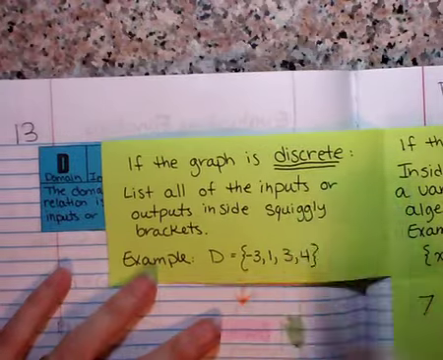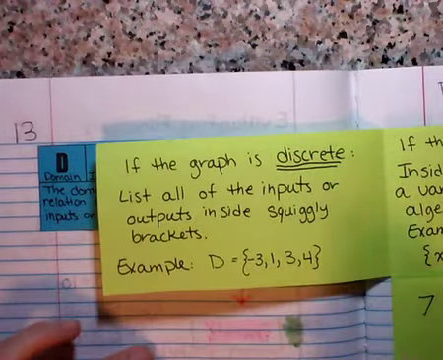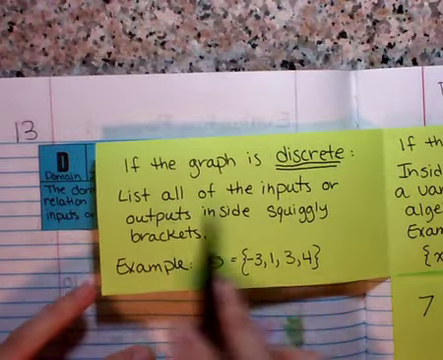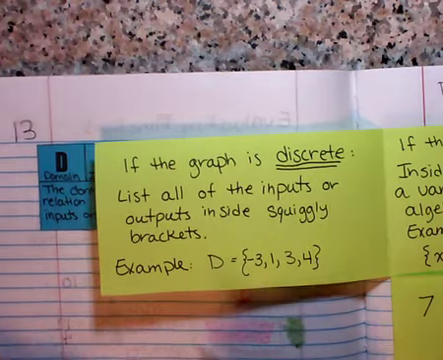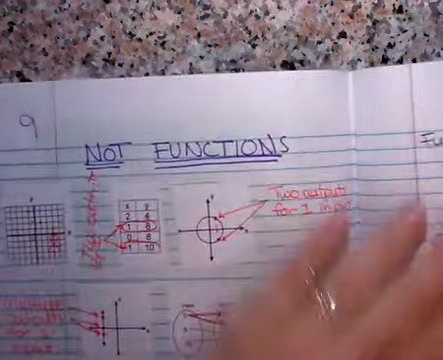In contrast, if the graph is discrete, so we have those individual points, we're going to list all of the inputs or outputs inside our squiggly brackets. So an example would be, let's look back at our domain and range notes.